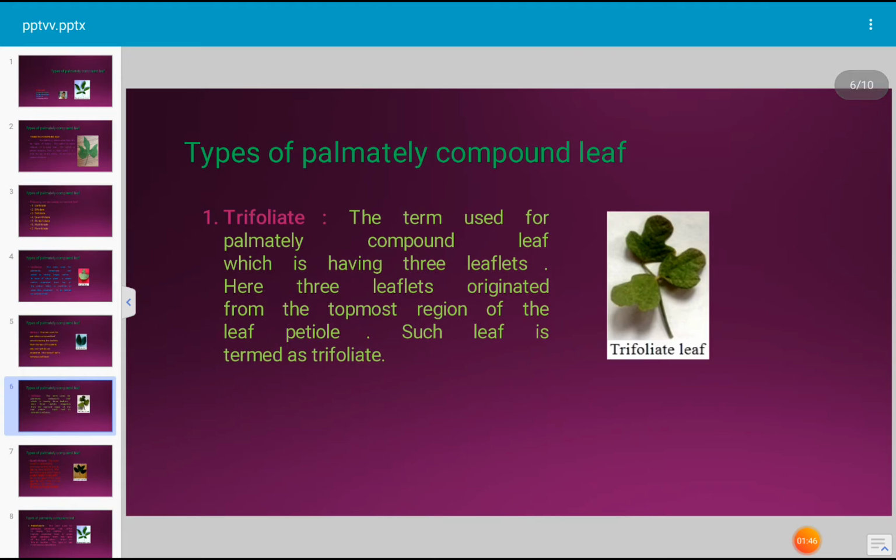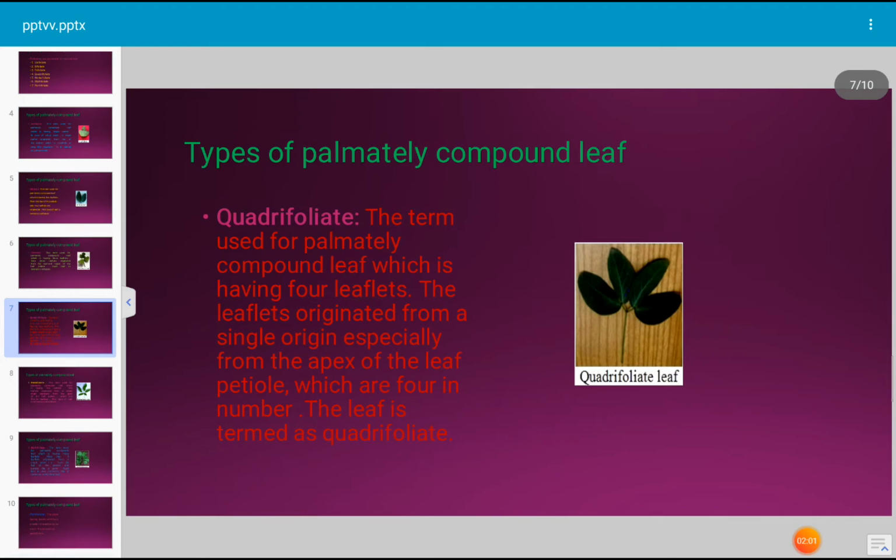Next, trifoliate. The term used for palmately compound leaf which is having three leaflets. Here three leaflets originated from the topmost region of the leaf petiole. Such leaf is termed as trifoliate.